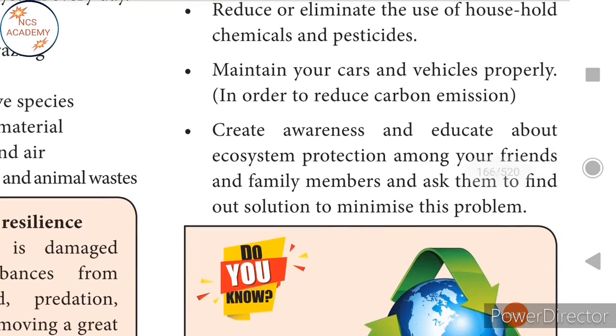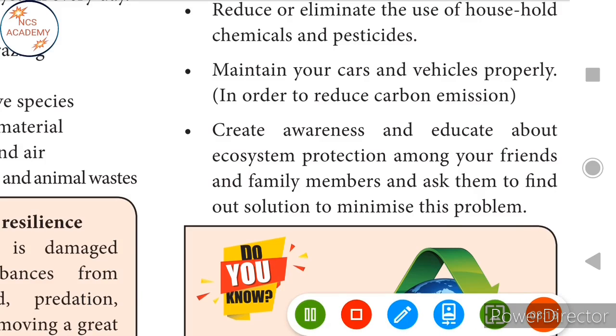Create awareness and educate your friends and family members about ecosystem protection, and ask them to find a solution to minimize the problem. These are the several points.